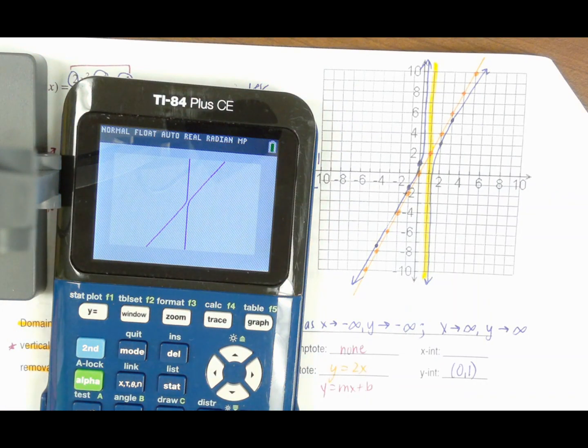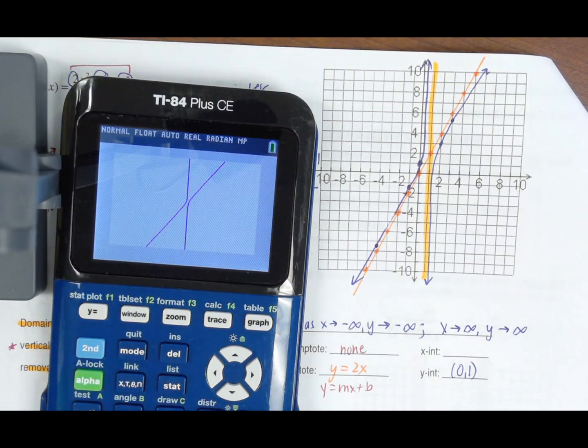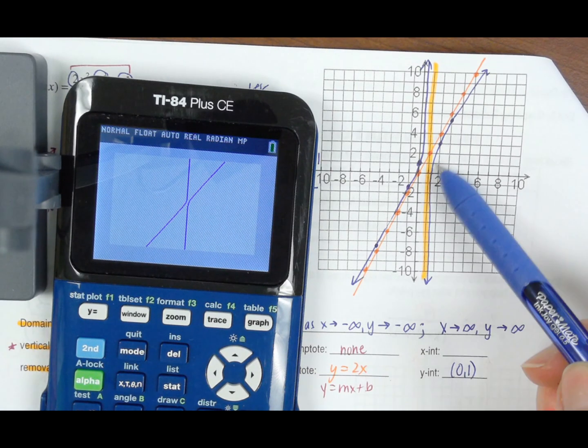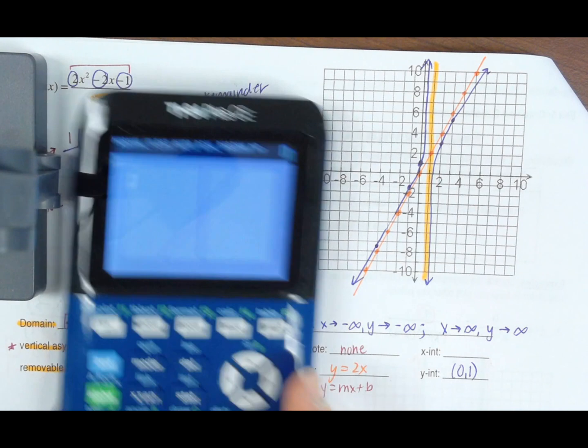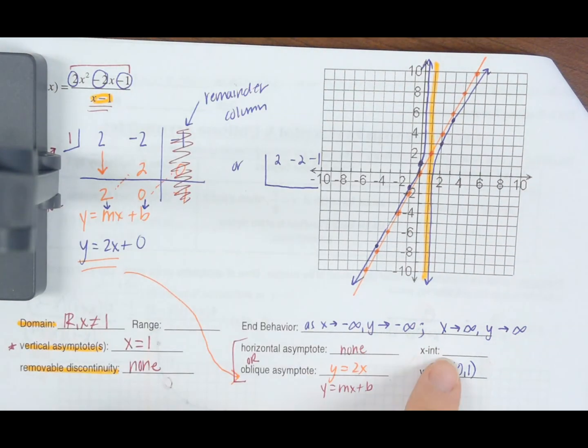All right, so whenever we had a horizontal asymptote, your y value leveled out at a number like 4 or 2 or 0 or something like that. When you have slanted asymptotes, your graph's going to go off forever to the infinities, one way or the other. We'll save the x-intercept for last.